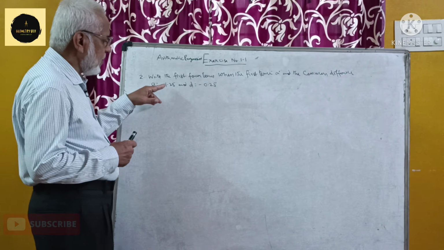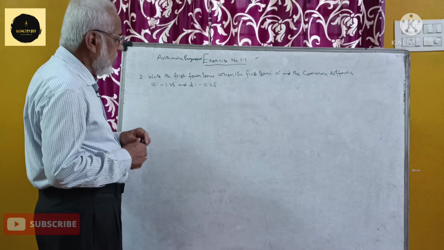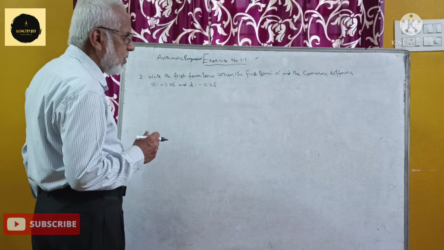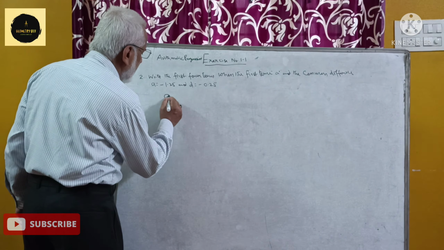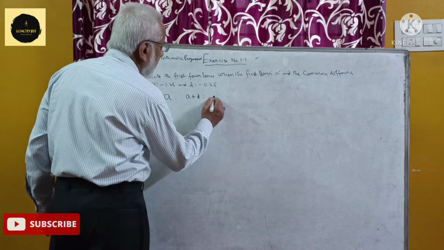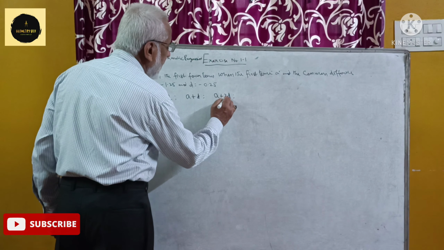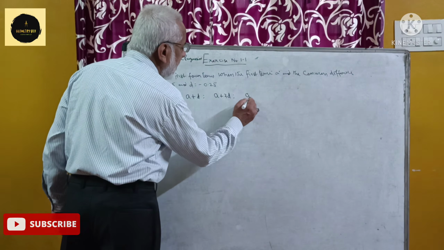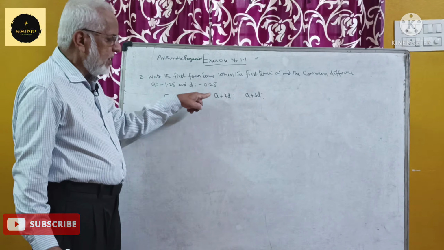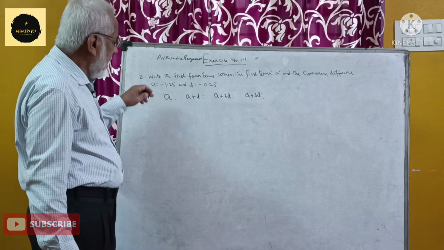In the same way, suppose the value of the first term is minus 1.25 and d stands for the common difference, and d is equal to minus 0.25. Now first of all, let me write the first four terms. What are the first four terms? A is called the first term, then the second term is a plus d, the third term is a plus 2d, then the fourth term is a plus 3d. Now what do you have to do?